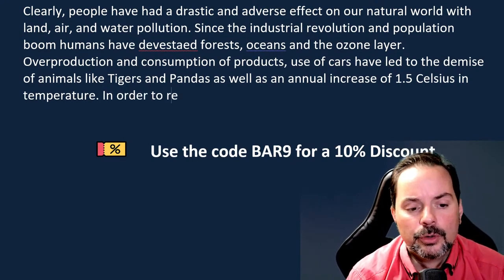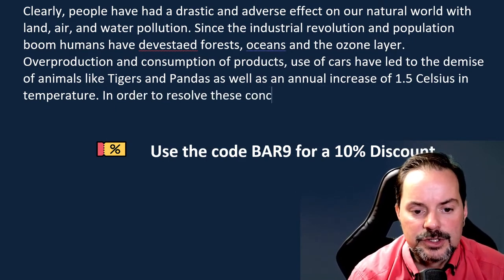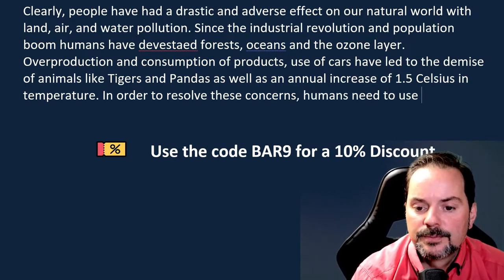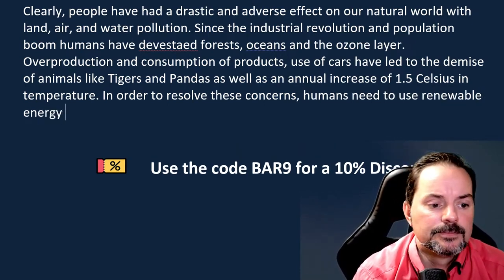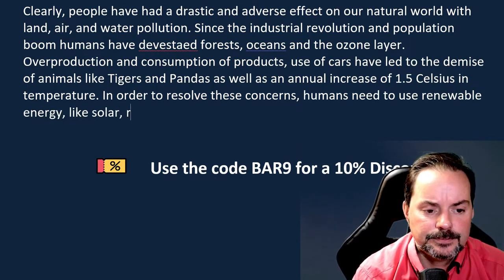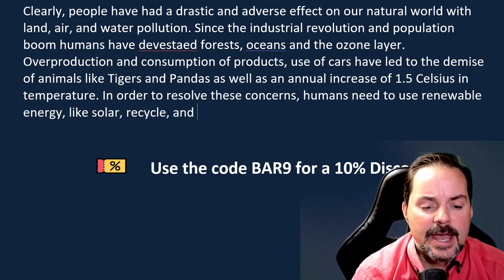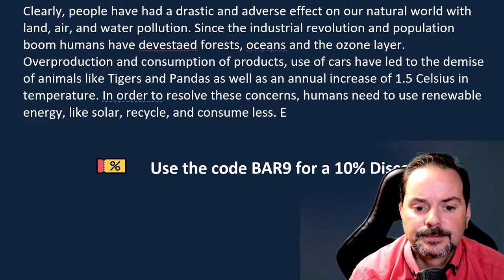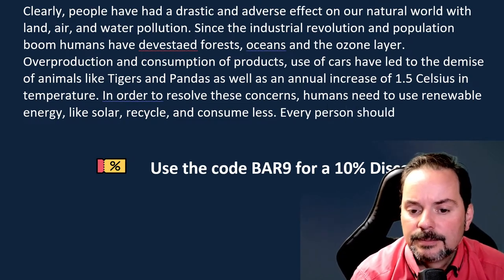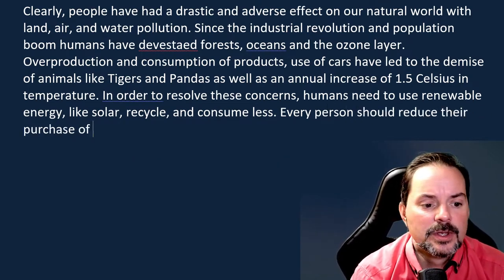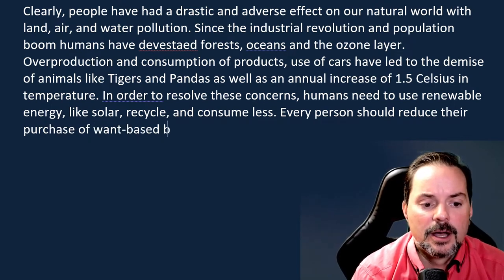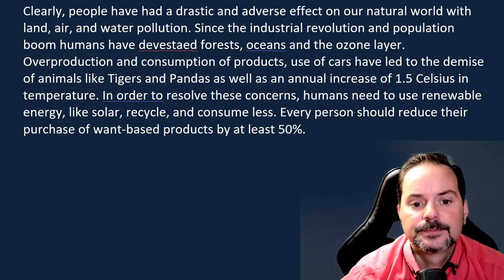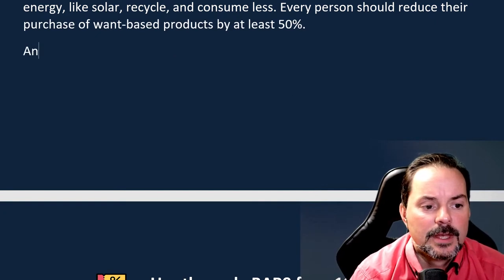In order to resolve these concerns, humans need to use renewable energy like solar, recycle, and consume less. Every person should reduce their purchase of want-based products by at least 50%. Okay.